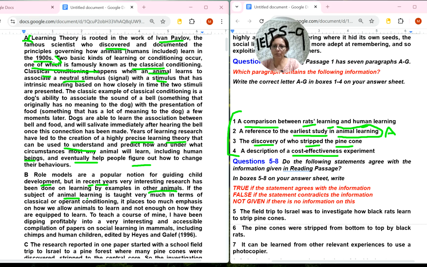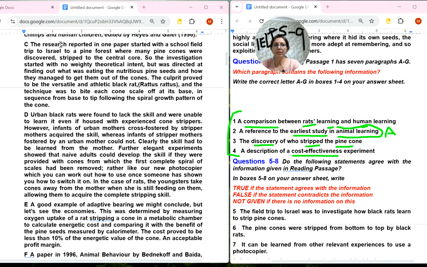If the subject of animal learning is taught very much in terms of classical conditioning, it places too much emphasis. To teach a course of mine, I have been dipping profitably into a very interesting and accessible compilation of papers on social learning in mammals. The word profitably is there, a description of a cost effective experiment. I don't think so. B is not matching with something.